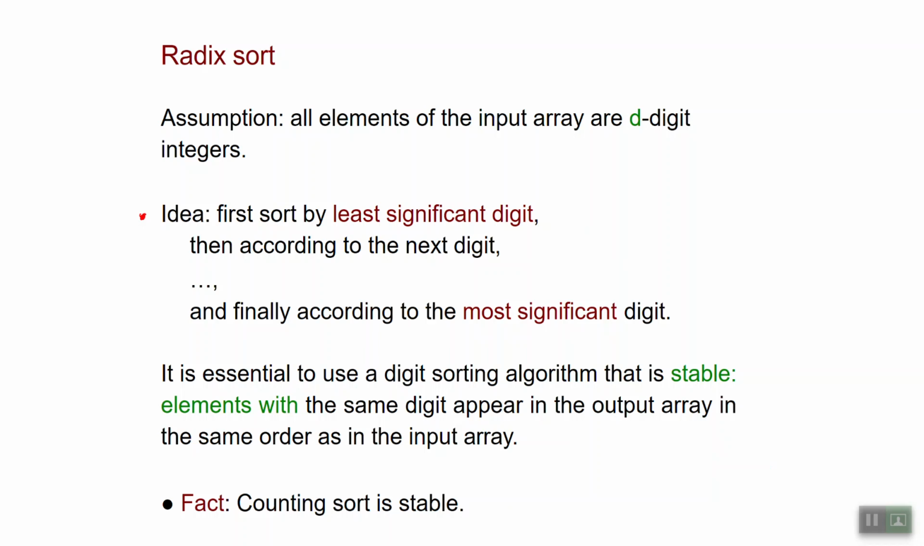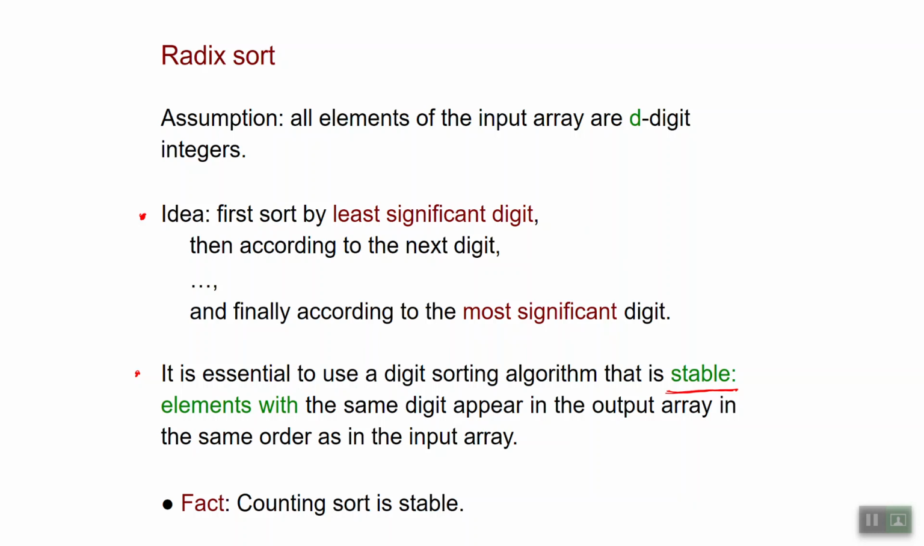It is essential for radix sort that the base algorithm that you use to sort with respect to each digit is stable. Stable is a keyword in the theory of sorting, which means that elements with the same value for the digit will appear in the output array in the same order as in the input array.